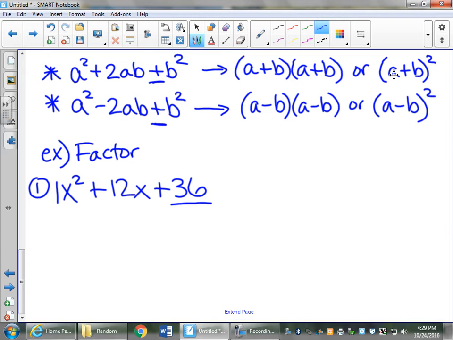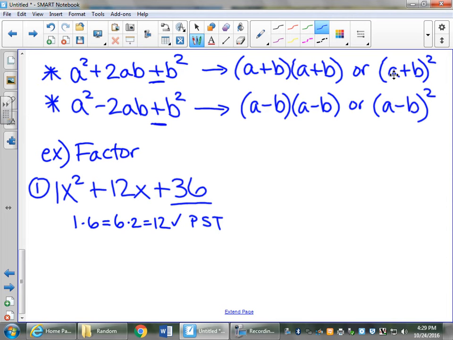But to make sure this is a PST, you have to check the middle. So to see if the middle works out, this is what you do. You square root the a value, which is 1. You square root the c value, which is 36, to get 6. You multiply them together, and this stays 6, and then you double it, and you get 12. That matches. That verifies that this is, in fact, a perfect square trinomial.